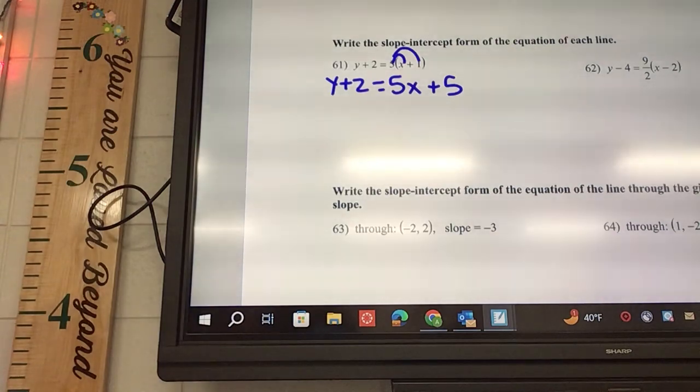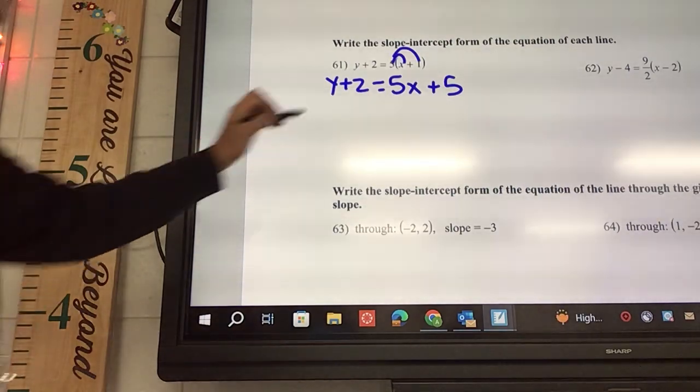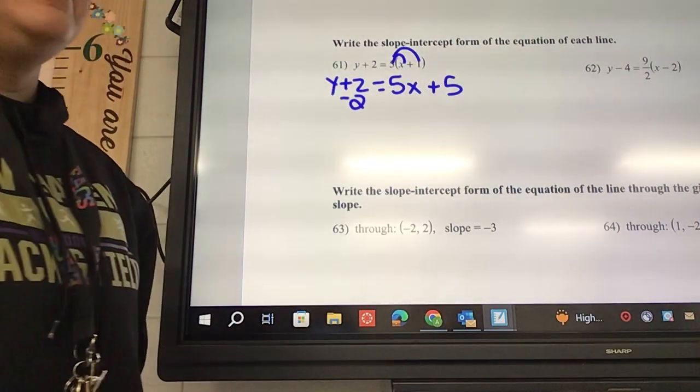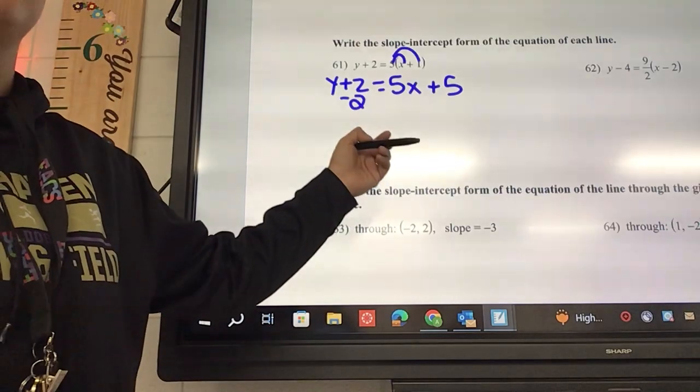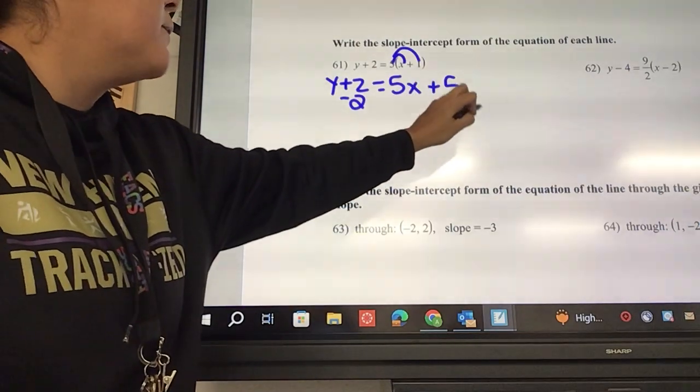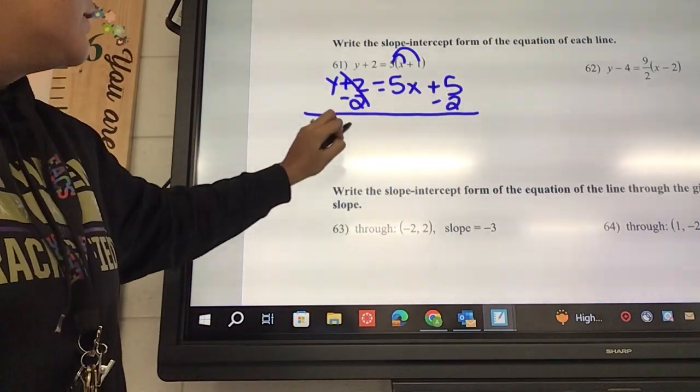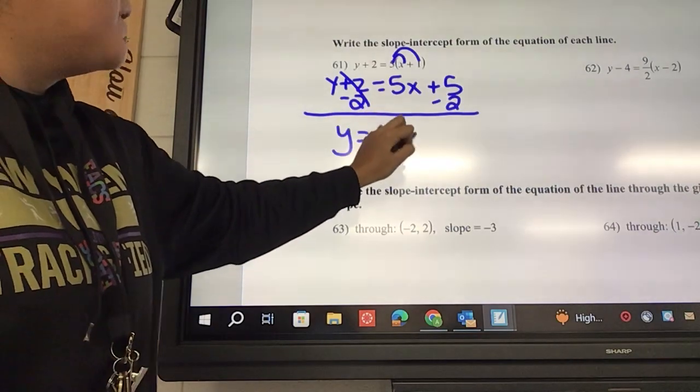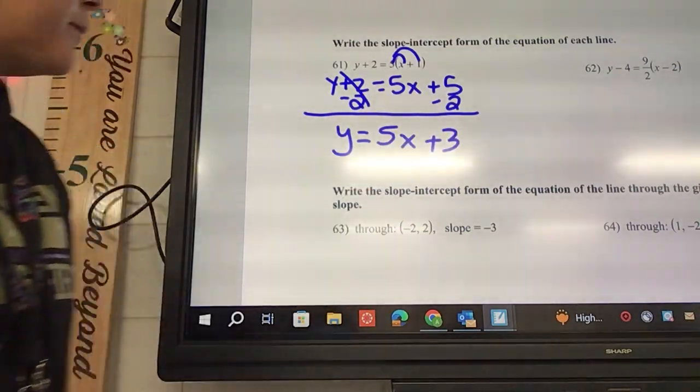Okay, so we're going to distribute and then either add or subtract the number that is by the y. And in this case, it's a plus 2. So we're going to say minus 2. Okay, and it has to go under the one on the other side with no letter. So it's going to go under this one. So it's going to be 5x plus 3.